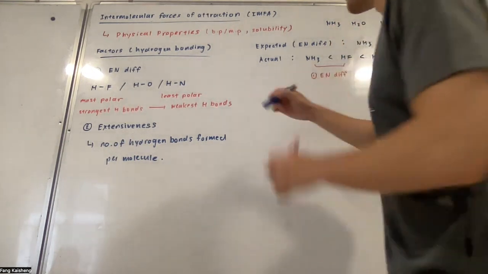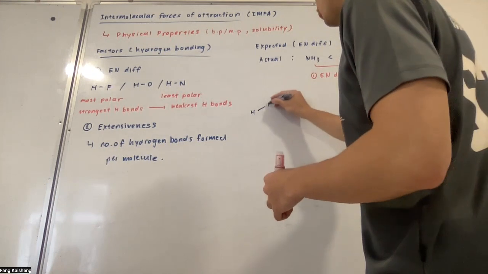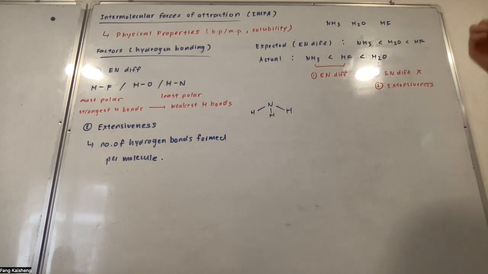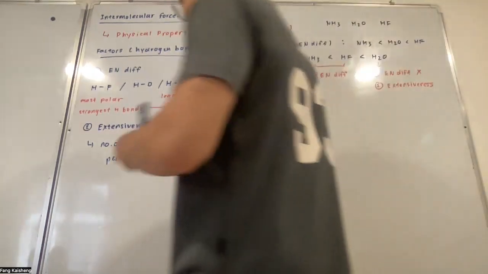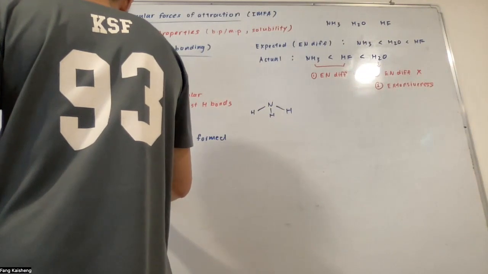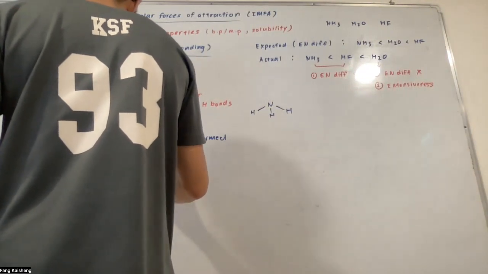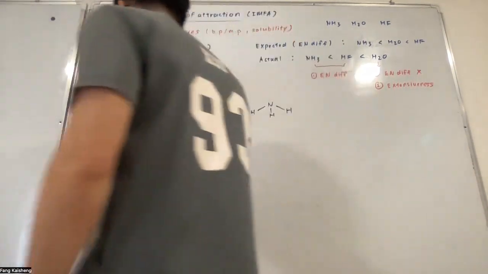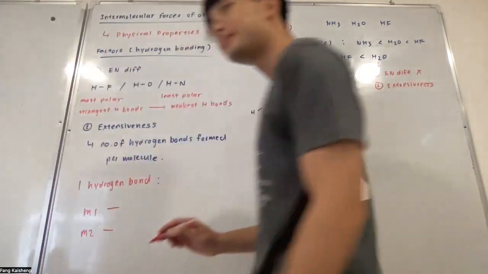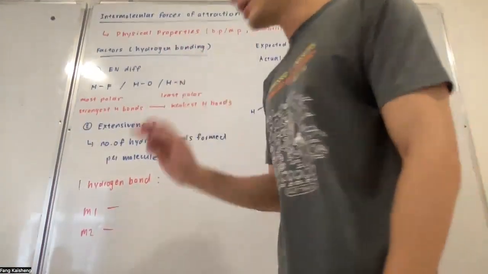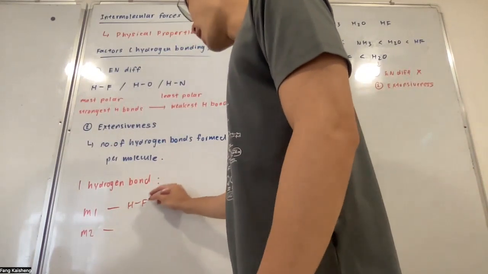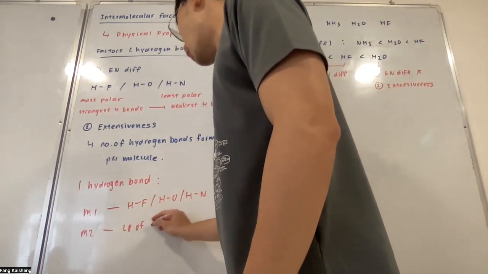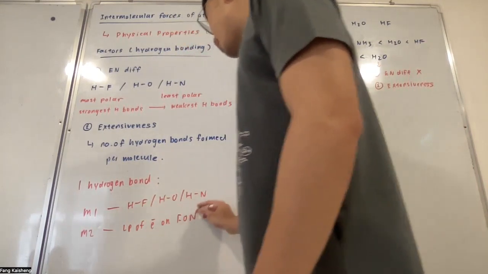Let's look at all 3 structures. Okay, I need you to take this down also. NH3 looks like this, if you all remember the shape and all that. But how do you form one hydrogen bond? I need you to remember this. In order to form one hydrogen bond, how many criteria do you all need to fulfill? There were 2 criteria, right? Now, can you all tell me the 2 criteria again? What's the first criteria? H bonded to F or O or N. What's the second criteria? Lone pair of electrons on F, O or N. Right?